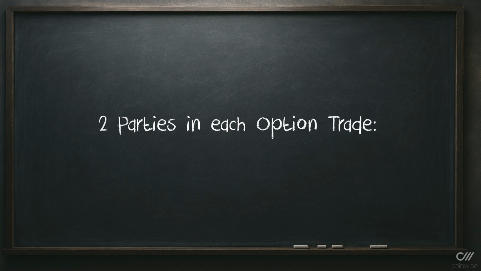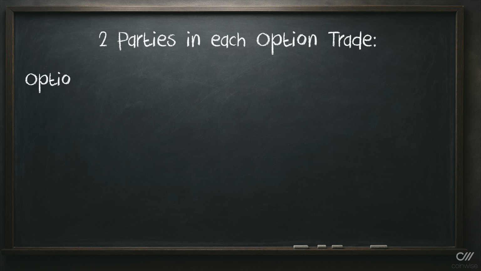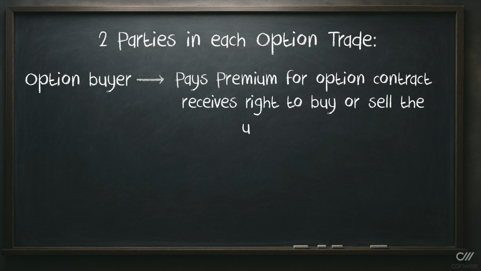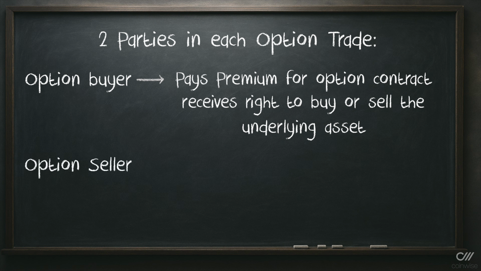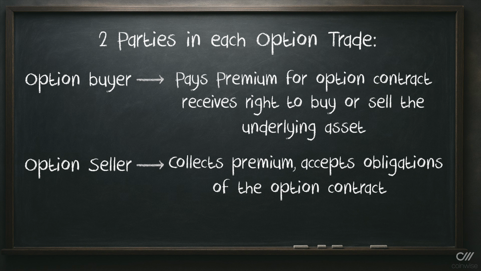Two parties participate in every option trade. The option buyer pays a premium and in return receives the right set forth in the contract to either buy or sell the underlying asset. And the option seller, the party who collects a premium and in exchange accepts obligations of the contract.